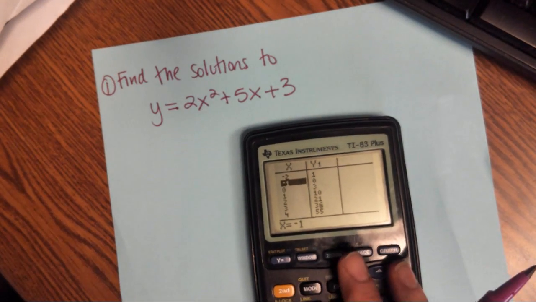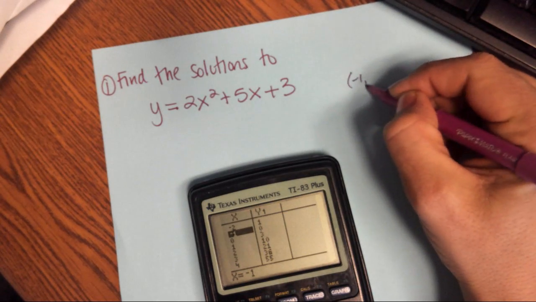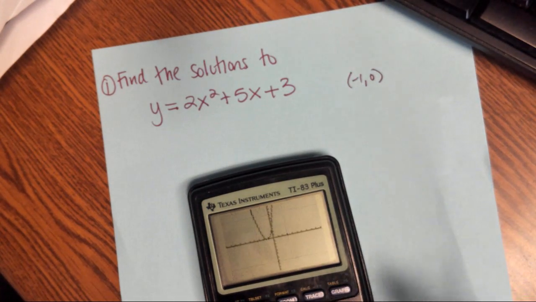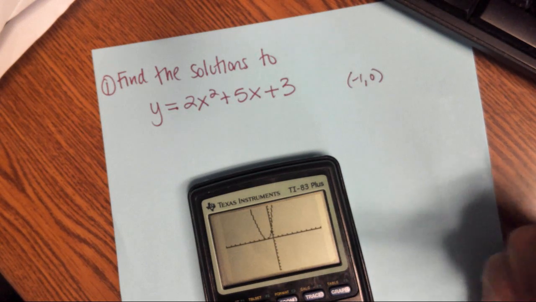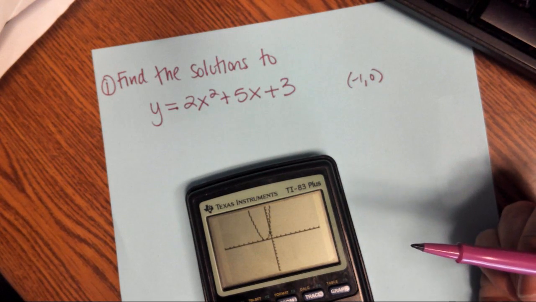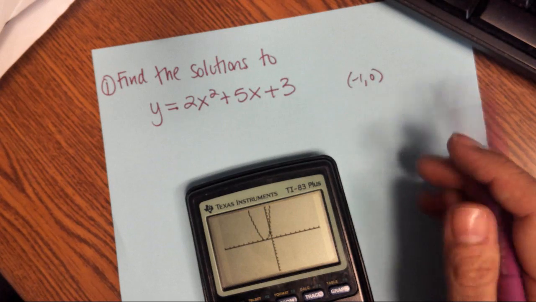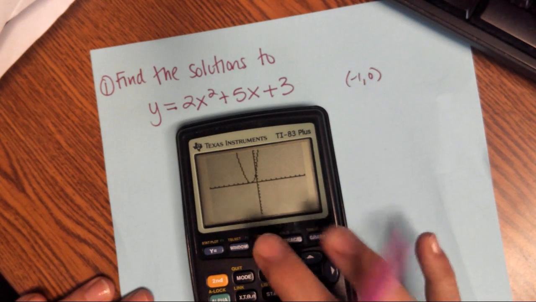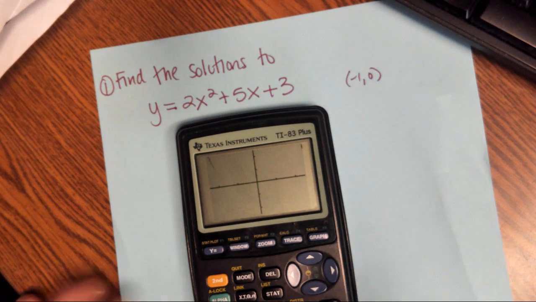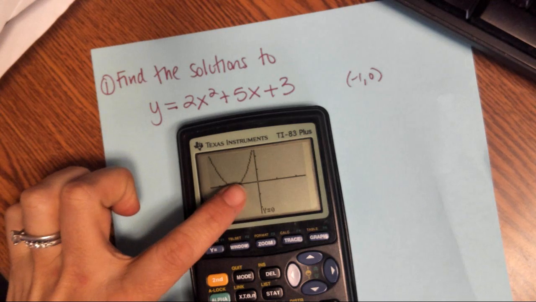It looks like the solution is at -1, 0. And you go back to the graph, and you can see the vertex looks to be around -1, 0. However, there are actually two solutions, so you have to be careful. So you need to zoom in. See for zoom 2. And when you zoom in, you can see that there are two solutions.